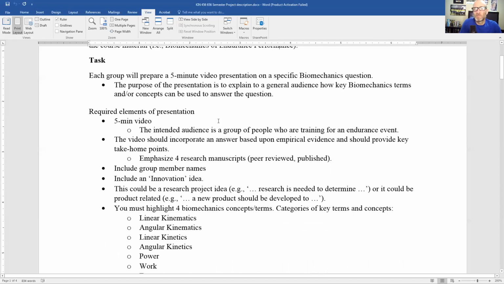It's going to be a 5-minute video. You're going to upload your video to YouTube, and the intended audience is a group of people who are training for some endurance event. That could be a marathon, Ironman, half Ironman, 10K, whatever it is. Mere mortals you're going to address: people in their community, friends, family members.